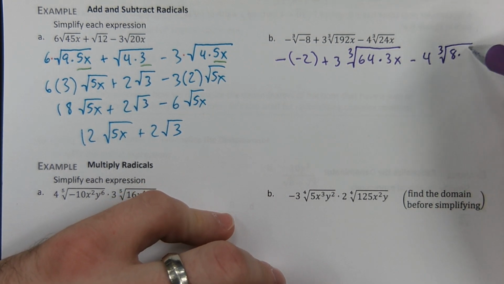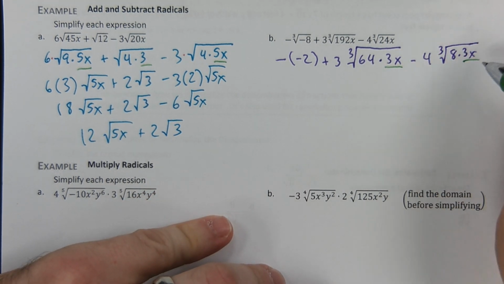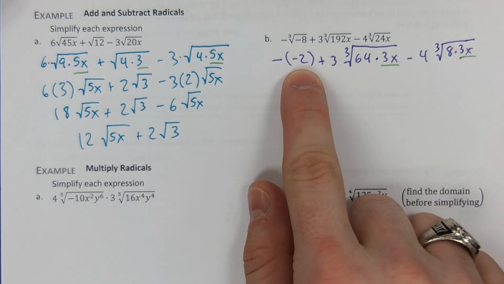We already said that 8 goes into 24. Those 3x's are stuck. Yes, sir? Why wasn't this imaginary? It's a good question.